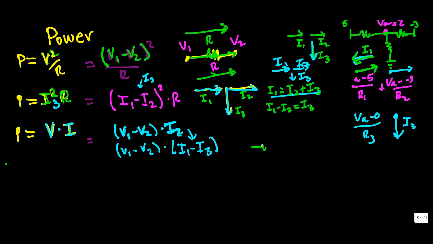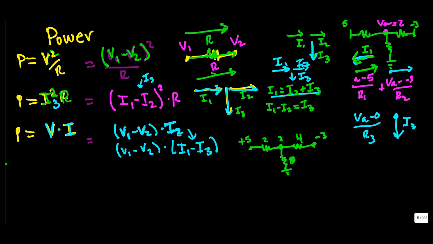We had a 2 ohm resistor. I think we had 2 volts at this point. We had a 4 ohm resistor. We had a minus 3 volts at this point. We had a plus 5 volts on this side. And then we had 8 ohms and a ground.